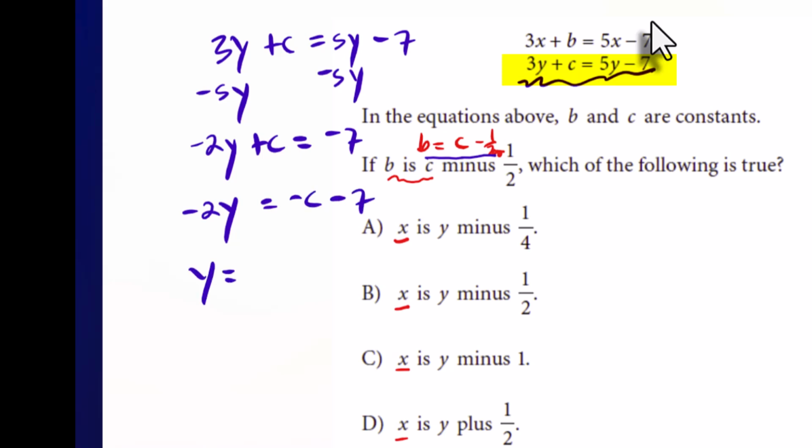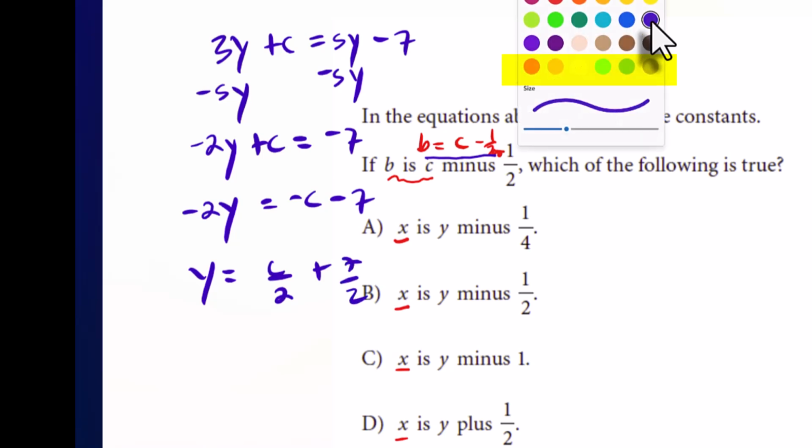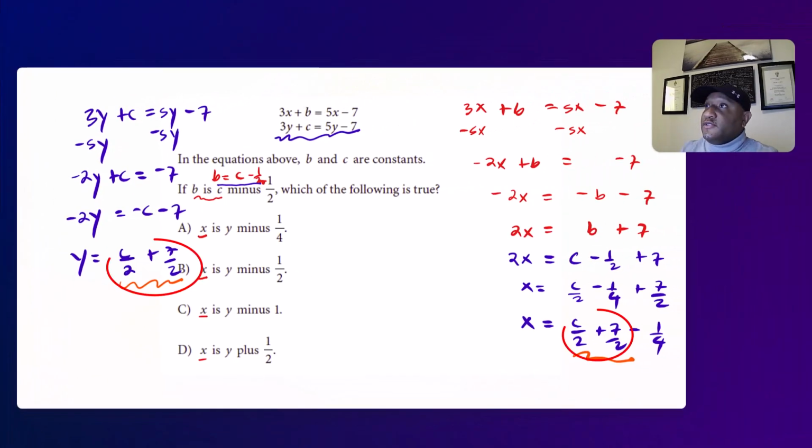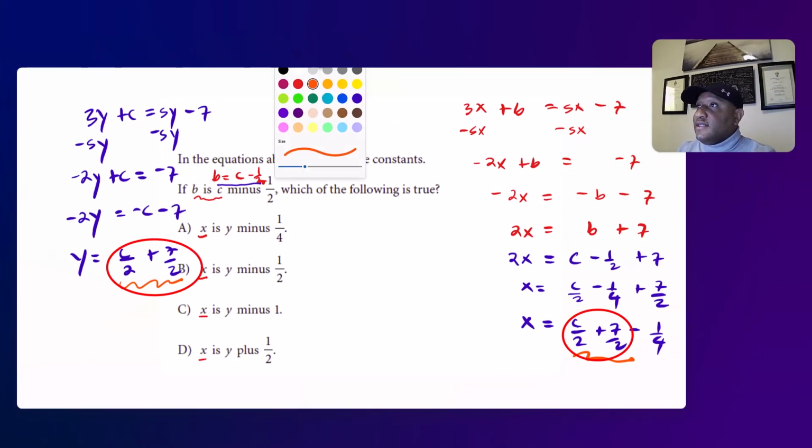So y is going to be equal to c divided by 2, because negative divided by negative is a positive, plus 7 divided by 2. Now, for clear observation, if you look at this carefully, you notice this coincides with that. So we're pretty much finished if you spot the pattern right there.